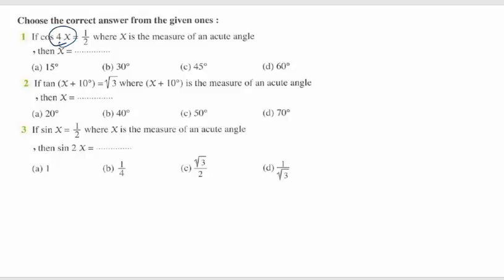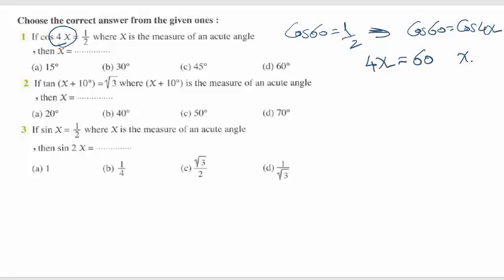4x is standing inside the cosine. So first of all, you should ask yourself, what is the angle whose cosine equal half? So I got that cosine 60 equal half. So you can recognize that cosine 60 equals cosine 4x. Then I can say that 4x equals 60 so that I can get that x equals 15.